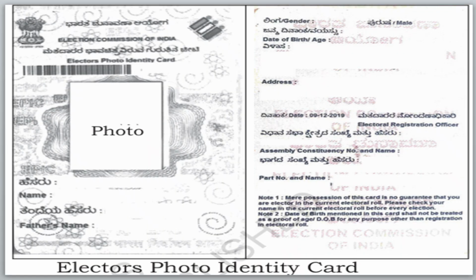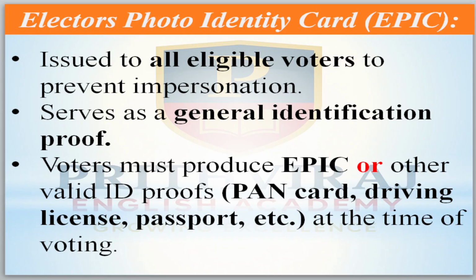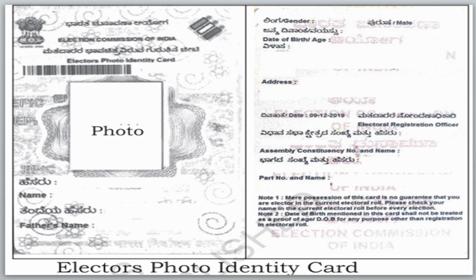Now come to the next thing: the Electors Photo Identity Card, EPIC. It is issued to all the eligible voters to prevent impersonation. Means when the polling date comes, they can show this. Here it says Bharat Nirvachan Aayog, the Election Commission of India.